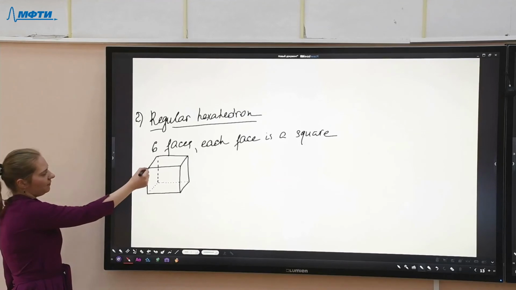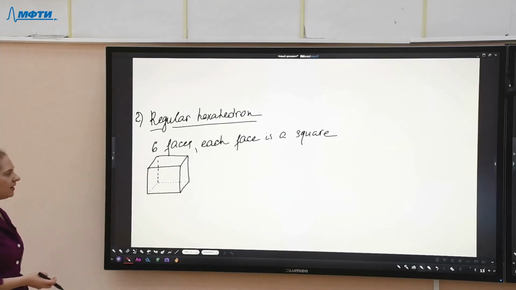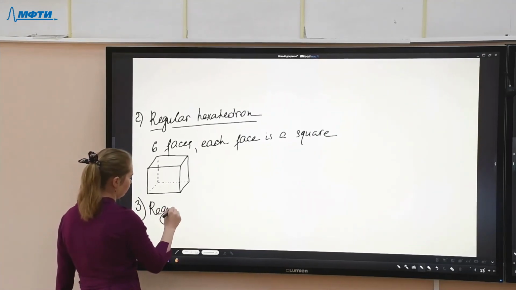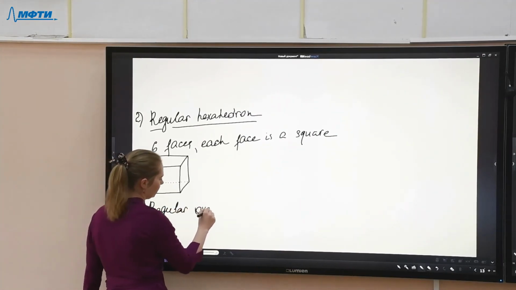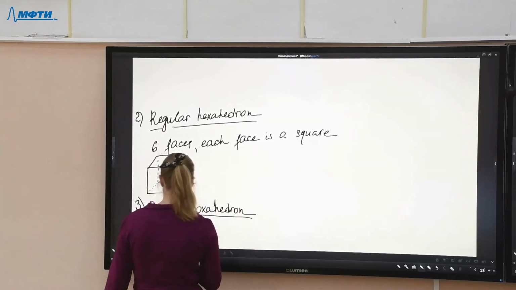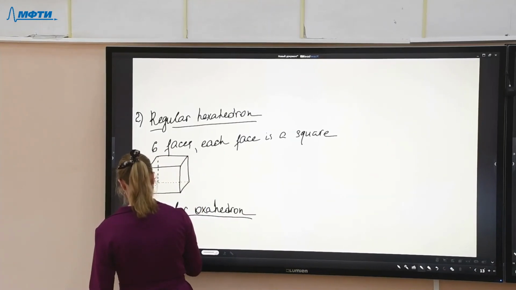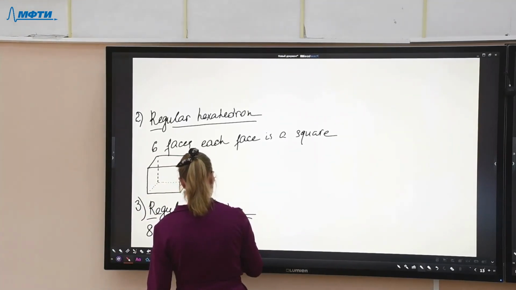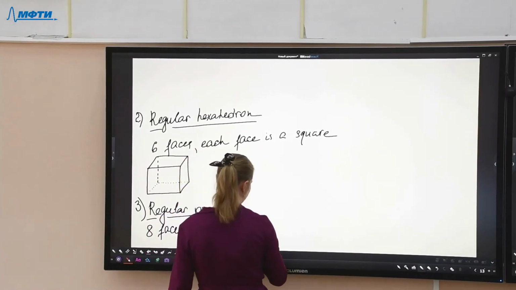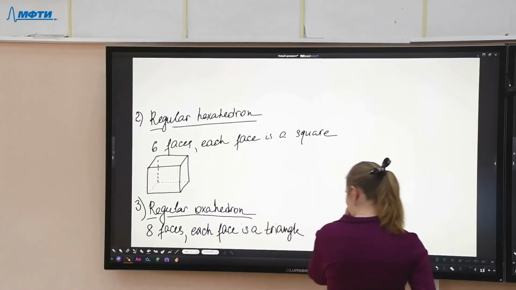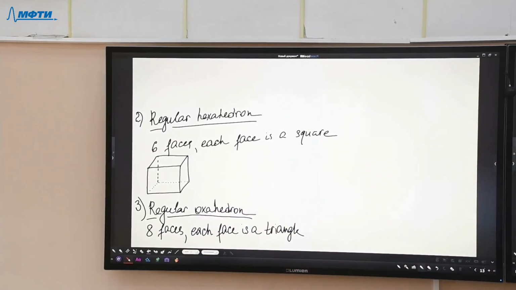So at each vertex we have 3 edges in this case. Well, the third case is the regular octahedron. Octa means 8, so we have 8 faces, and each face is a triangle. I will not draw it, but you can, for example, Google it and find the picture.